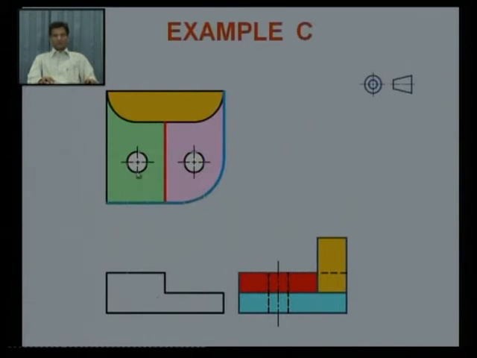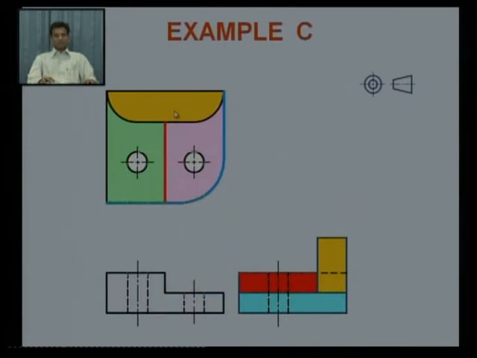Now think about this hole. Two circles are there, and here a dotted line is there. So of course it would be a hole. So two dotted lines should be drawn over here to represent that it's a through hole, and the central line should be drawn from here. So this is the complete missing view of this object, or missing front view of this object.